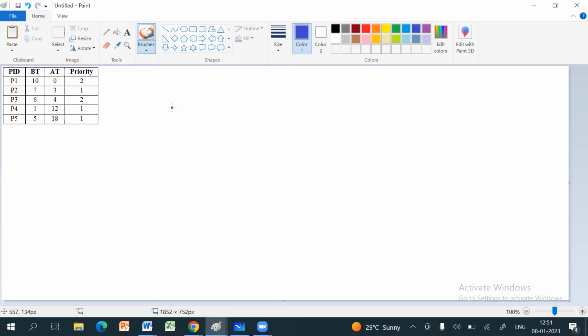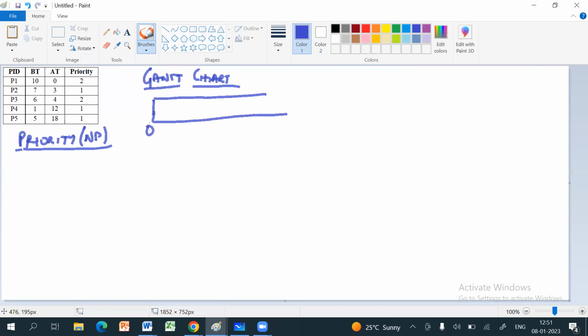Okay, so now again, priority non-preemptive. Mind you, we are in the priority non-preemptive version. So the Gantt chart for priority non-preemptive is something like this.